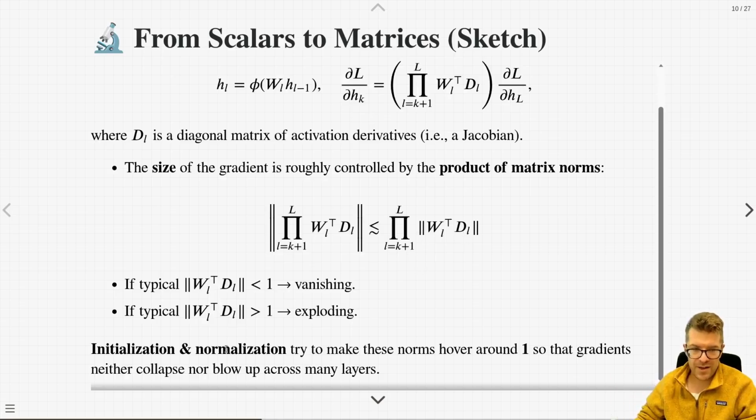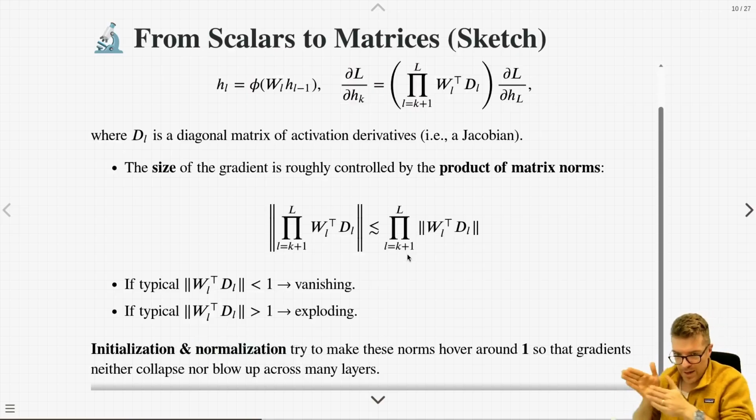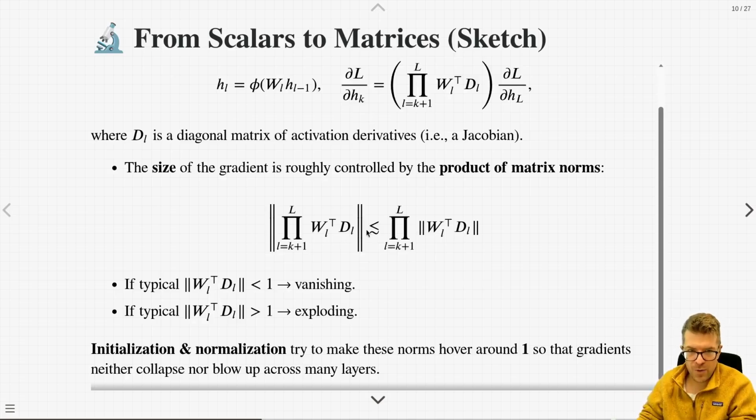What we want is to initialize and normalize to control these norms on a layer by layer basis. The overall behavior on the left of this inequality can be bounded by the product of these individual norms for every layer. If I can make these individual layer norms close to 1 so that the gradients don't collapse or explode, then I'll be a happy camper, or a happy machine learning scientist.